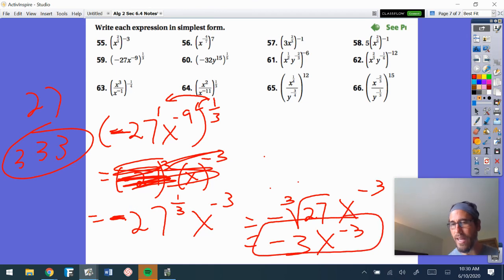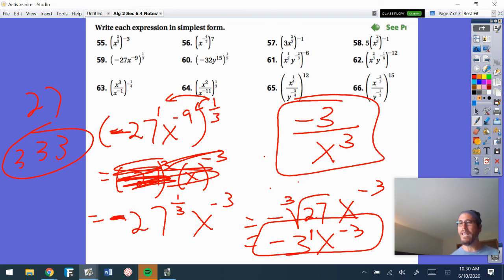Now, can I have a negative exponent? No, I can't. So that's -3 to the 1st. Very important. So -3 stays, but the x to the 3rd goes downstairs. We get rid of that negative exponent. Get it? All right. A lot of these are different.